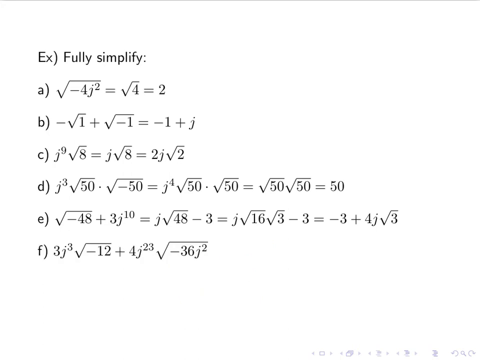And then how about 3j cubed times root negative 12 plus 4j to the 23rd times root negative 36j squared. So we have a lot going on here. The first thing I'm going to deal with are those negatives inside of our radicals. So root negative 12 is going to be root negative 1, root 12. So again, root negative 1 is a j. I'm going to combine that with that j cubed, and that's going to give us 3j to the 4th times the square root of 12. And then inside here, again, we have negative 36j squared. j squared is negative 1.